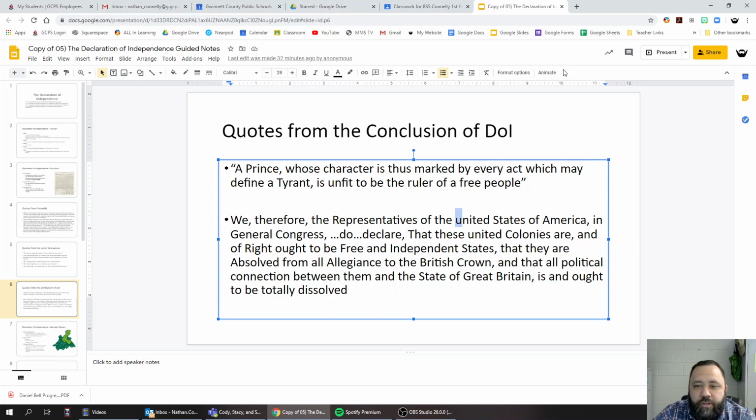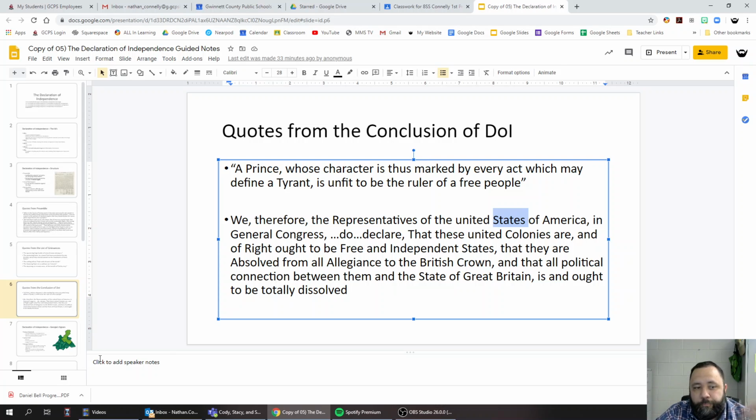We, therefore, the representatives of the United States of America in General Congress, so in meeting, do declare that these united colonies are and of right ought to be free and independent states, that they are absolved from all allegiance to the British Crown, and that all political connection between them and the state of Great Britain is and ought to be totally dissolved. All right, so it goes away. This is the part of the breakup letter where it's like, no, for real, it's over. We're not getting back together.